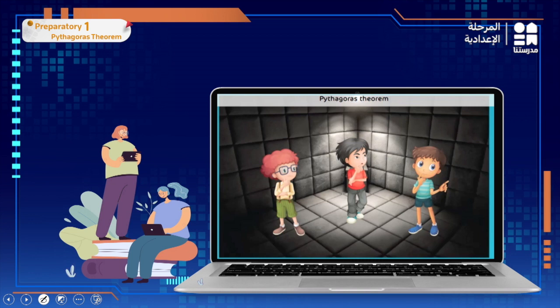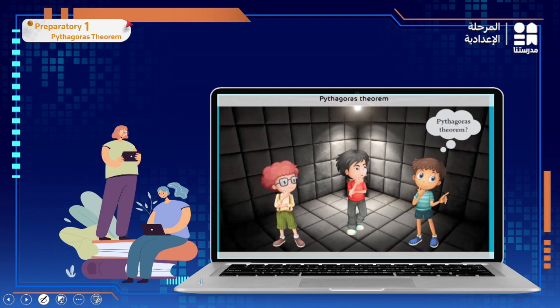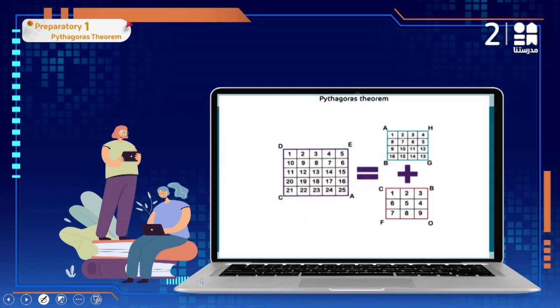There is a group of friends in the escape room, and in order to get out of this room, they need to solve a puzzle. The room guide will help them to solve it. Let's follow his instructions. Now, use these shapes and Pythagoras Theorem to solve our puzzle. The puzzle is to find the side length of the long side of this right-angle triangle. Pythagoras Theorem? What should we do? Let's help each other and follow the room guide's instructions.